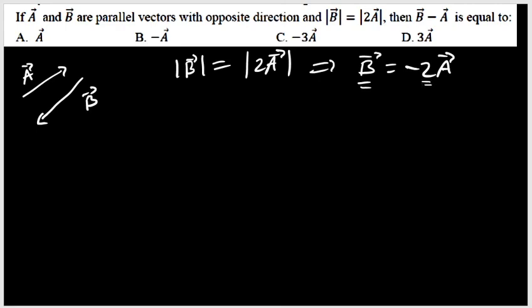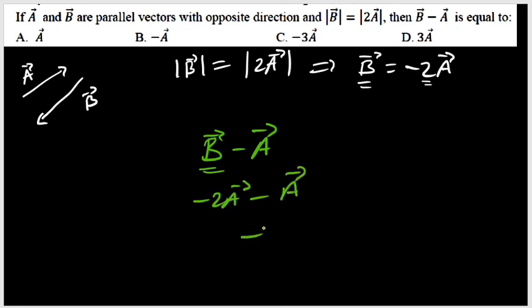Therefore, what's asked? We are asked to find B minus A. So in place of B, we can insert negative 2A. Negative 2A minus A will be negative 3A. So the answer will be C.